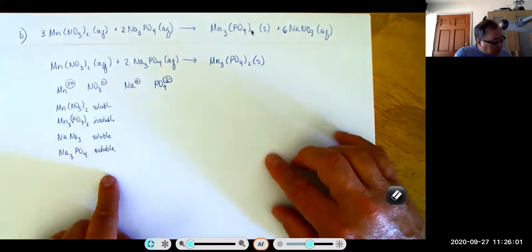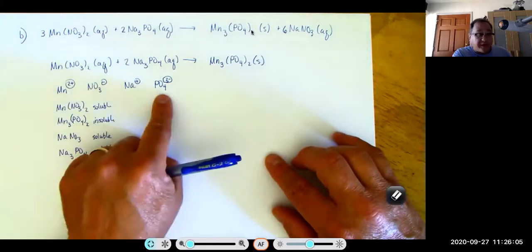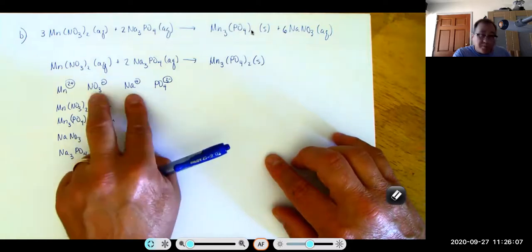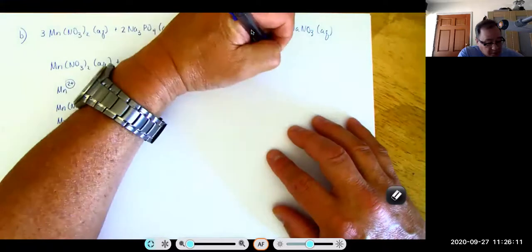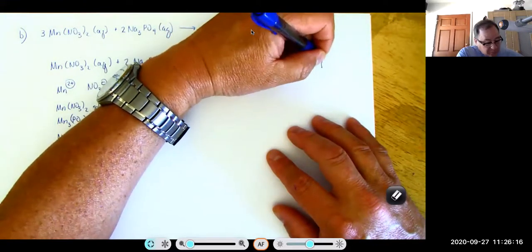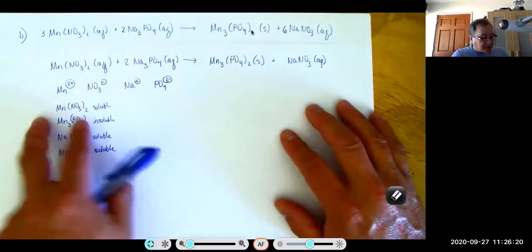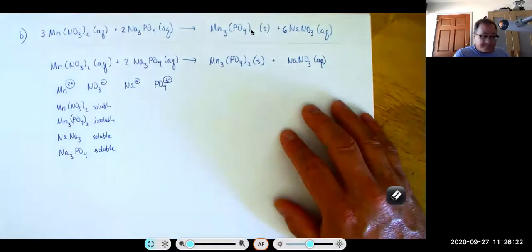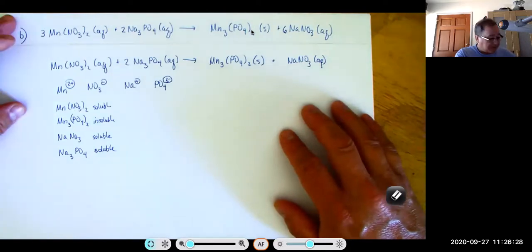Now, what do we do with the leftover ions? We've used the manganese and we've used the phosphate. Well, we take these two. What would be the formula with a sodium and a nitrate? It would be 1 sodium and 1 nitrate. So we would have come to the same conclusion, and we could have balanced this just as well from this point on. Okay, so that's interesting that we could have figured that out without them telling us.